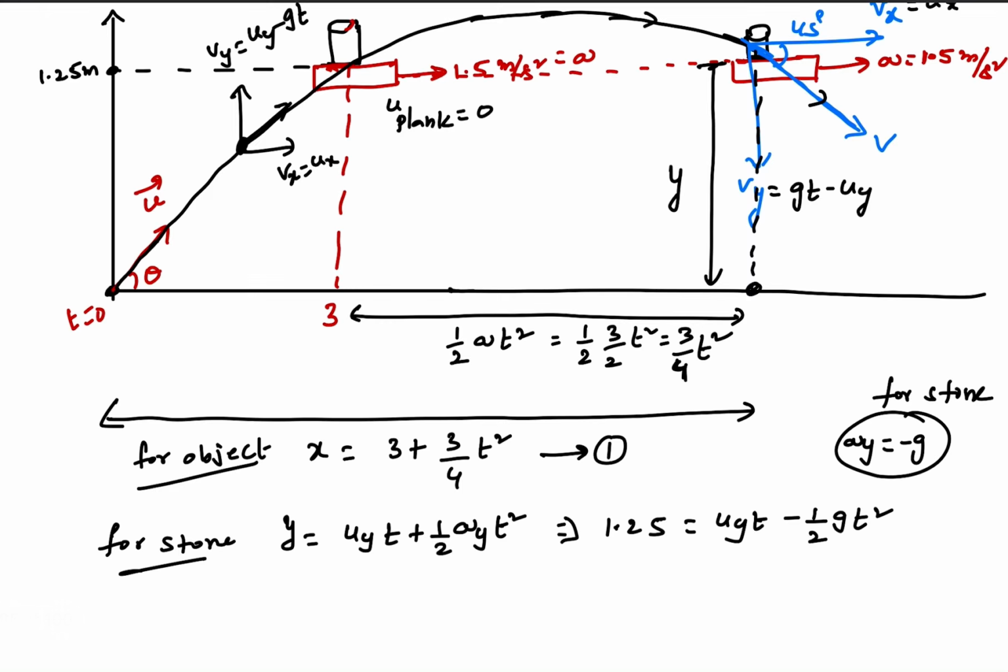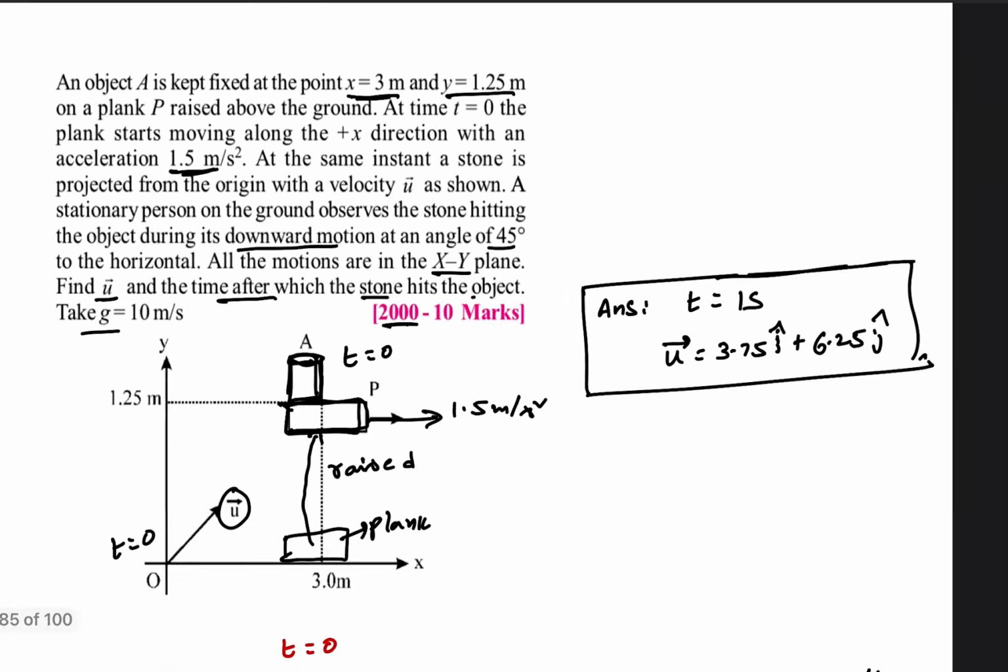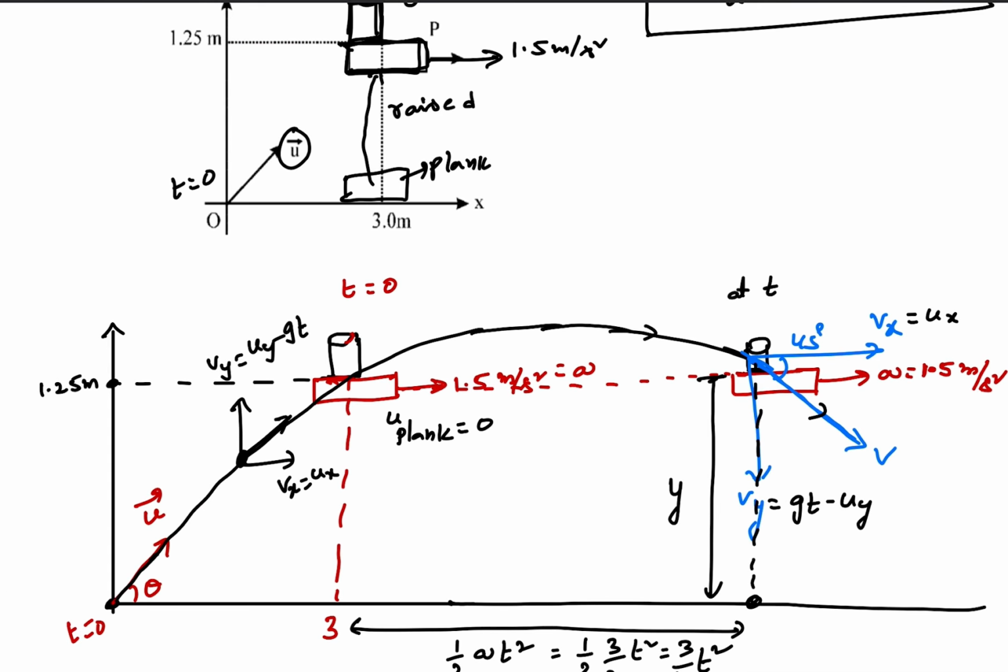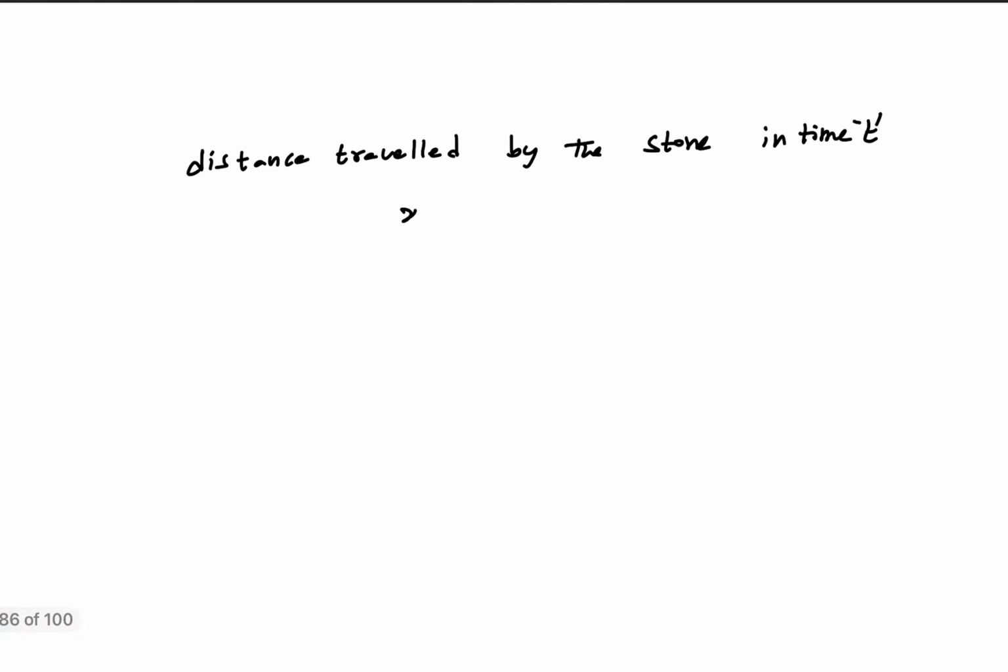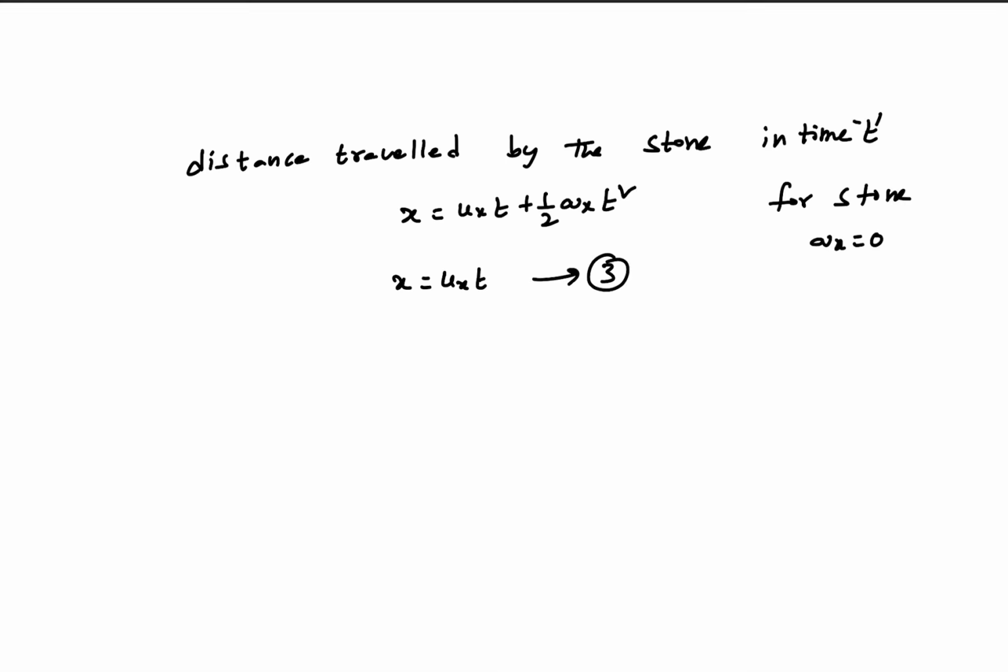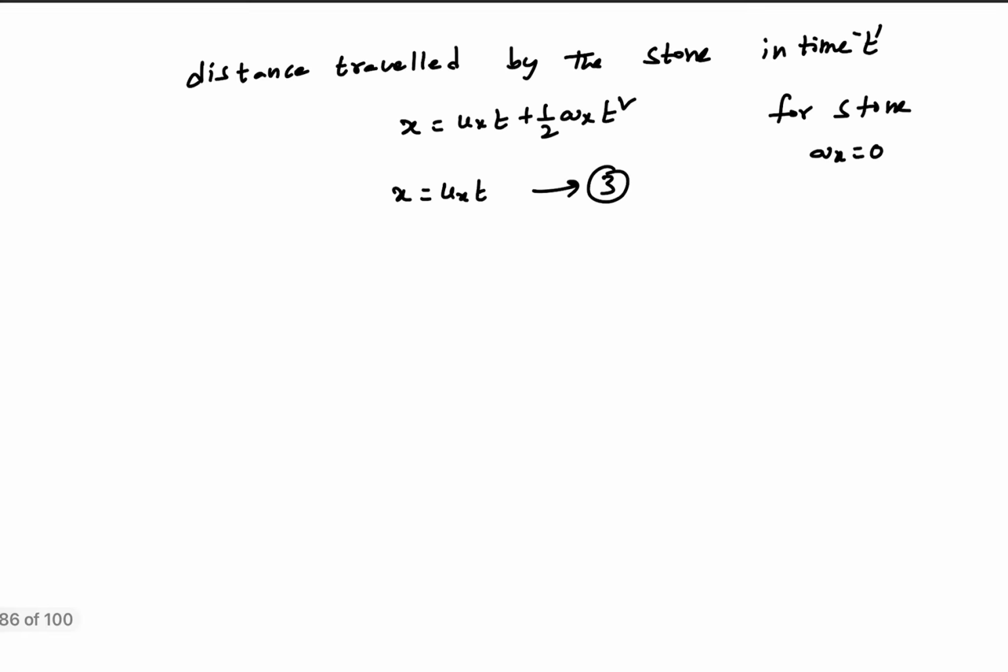And again, apart from this, we can also see that the stone also travels a certain distance. Distance traveled by the stone in time t. What is the time here? Wherever it is hitting, that you can write at a time t. At a time t, you can write x is equal to uxt plus half into axt square. Now for the stone, acceleration along the x-axis is 0. We can write x is equal to ux into t. Let us consider this is the third equation.